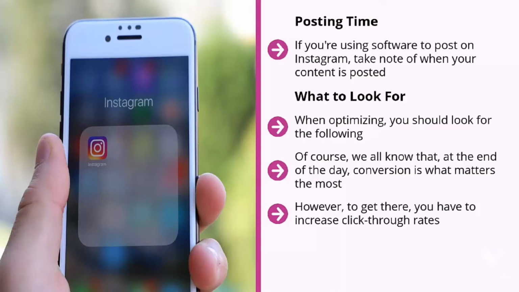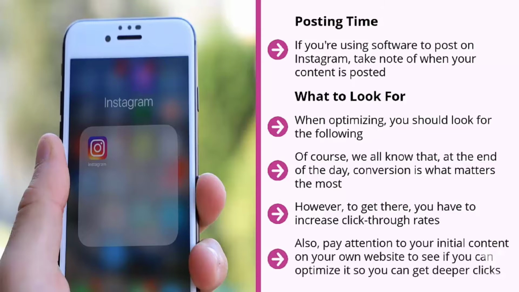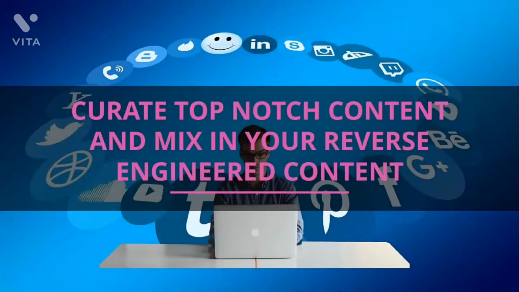You also have to see if the page that you are presenting to people you draw from Instagram holds their attention for a longer time. You can keep optimizing that page to maximize dwell time. Also, pay attention to your initial content on your own website to see if you can optimize it so you can get deeper clicks. The more internal pages, the more the person views, the more interested that person is in whatever it is you have to offer. Ultimately, if you take care of these on an element-by-element basis, you can increase conversion rates, curate top-notch content, and mix in your reverse-engineered content.